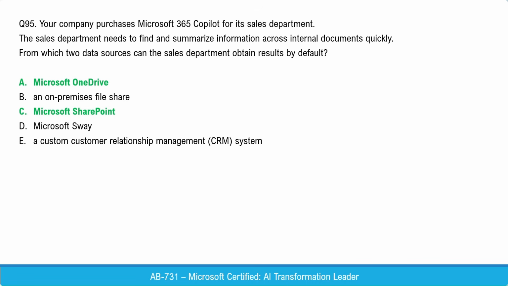Looking at other options, option B, on-premises file shares is not accessible by default and requires additional integration. Option D, Microsoft Sway is not a primary data source used by Copilot for enterprise knowledge retrieval. And option E, a custom CRM system is external and would require connectors to integrate. That is why the correct answers are options A and C.